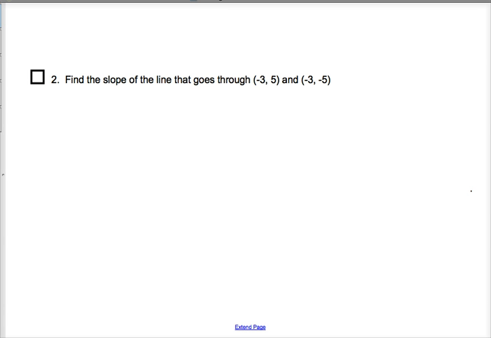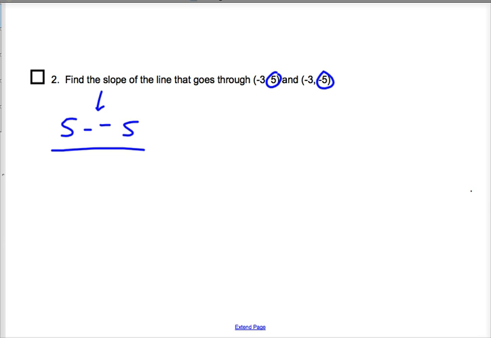Alright, now here's how I would do it. I'd identify my y's. They're 5 and -5. I always like to put the positive one first. So I go 5 minus -5. You've got to make sure that if it's a negative, you're subtracting a negative here. A lot of kids forget to put the negative there.